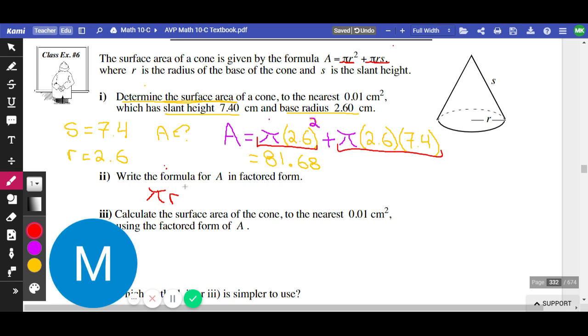Then I need my leftovers. So I put a bracket, and I figure out what's left over when I divide by pi r. When I divide this first guy by pi r up here, pi divided by pi would cancel out. R squared divided by r would be r. If I look at the second guy, if I divide by pi r, pi divided by pi would cancel, r divided by r would cancel. All I'd be left with is plus s. That means the factored form for area would be pi r times r plus s. That's a tricky one. It's just symbols we're not used to, right?